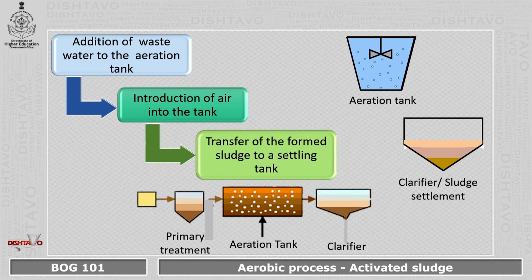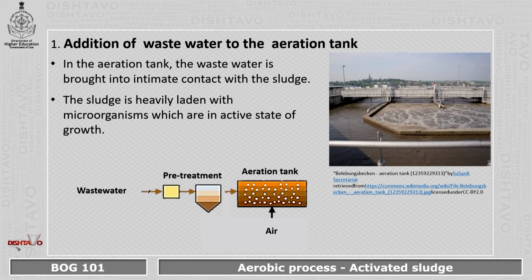This is the overview of the working of activated sludge process. After the pre-treatment of water, the water is added into the aeration tank. The microorganisms are already present here. In the second step, air is introduced into the tank with the help of an aerator. After the action of microorganisms on the wastewater, the sludge that is formed is transferred to a settling tank, which is also called as the clarifier. Let us deal with these processes one by one.